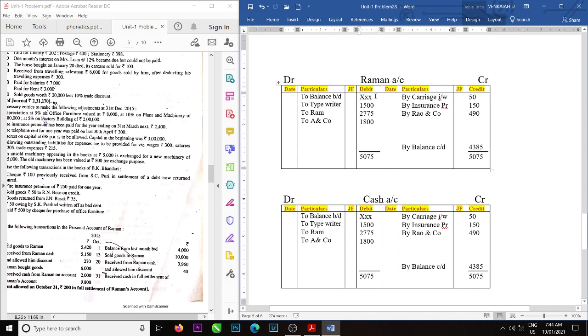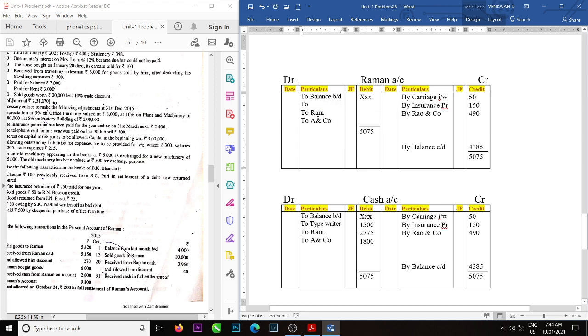So a ledger is a summary of a type of account. The one account we have to prepare here is the Raman account, with the opening balance, debits and credits, as well as the closing balance. On September 1st, there is no opening balance, no amount. All the transactions passed in the general entries, we post into this account.